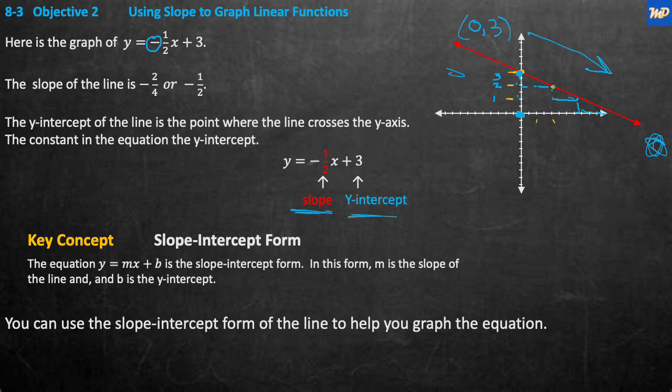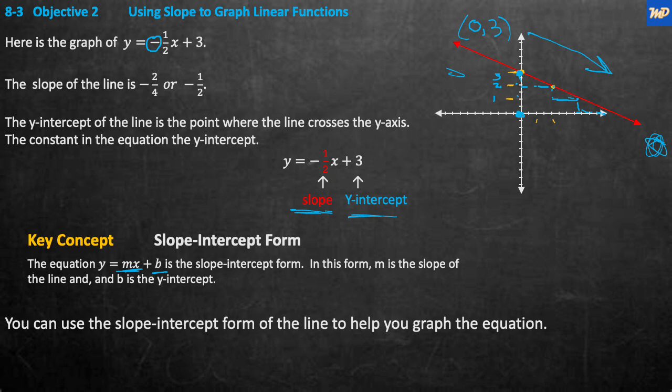Okay, so this y is equal to mx plus b. Just remember that. Commit it to memory. y equals mx plus b. And m is the slope. b is the y-intercept. They call it the slope-intercept form of the line. There's another one called point-slope.